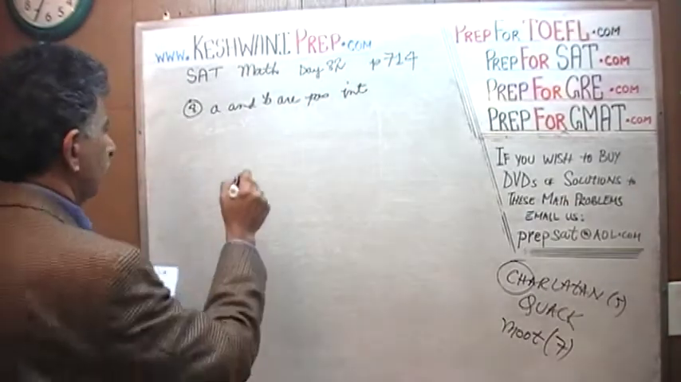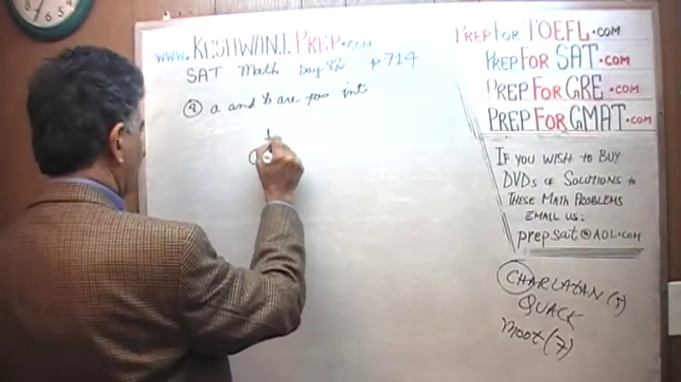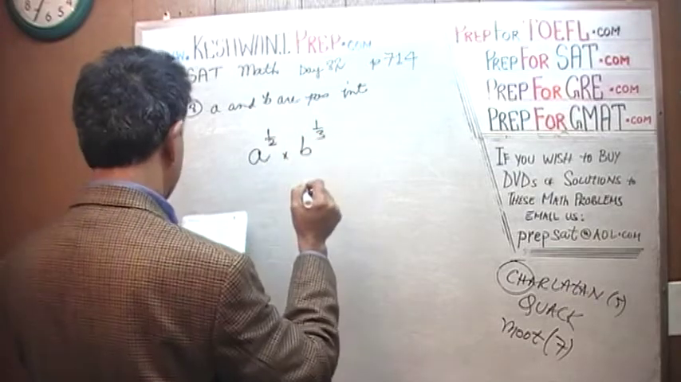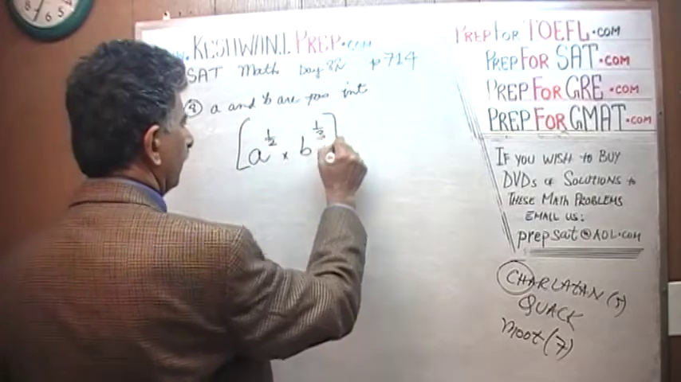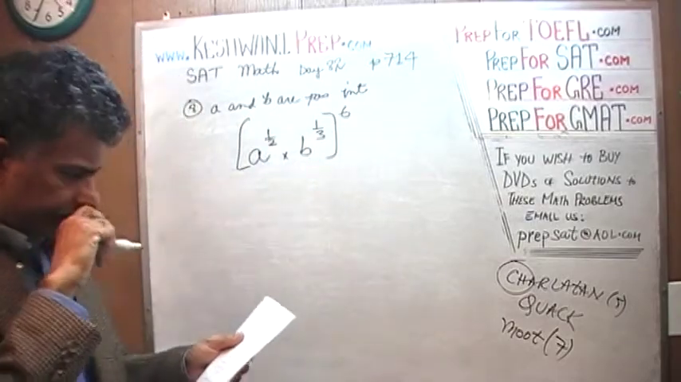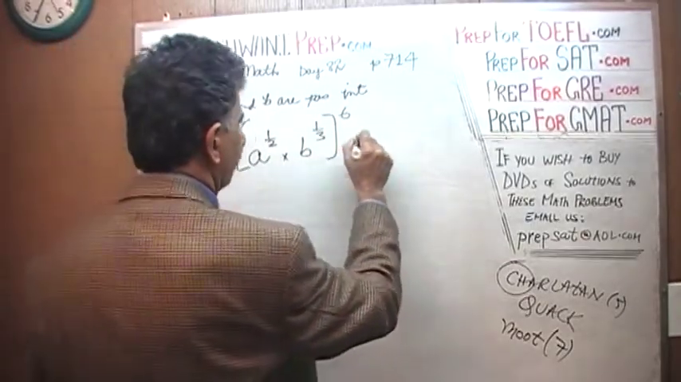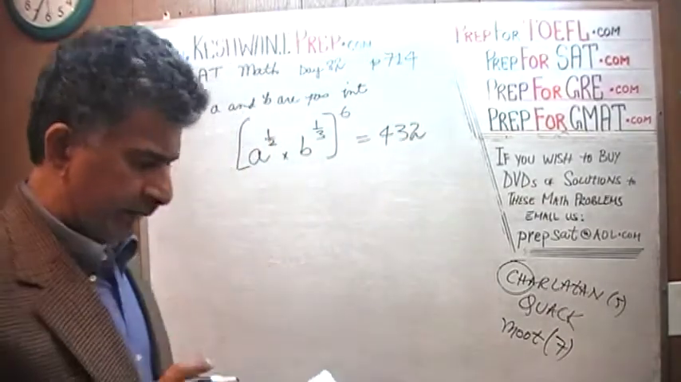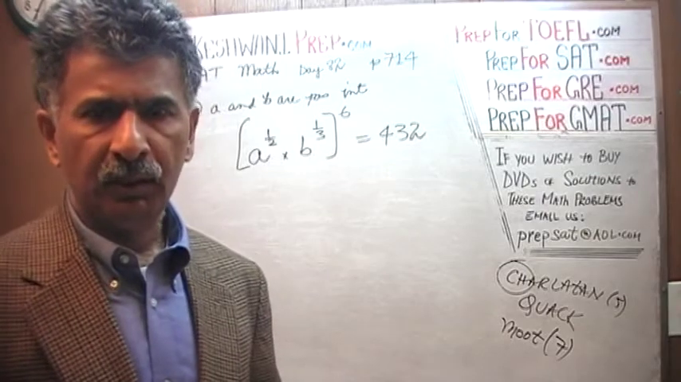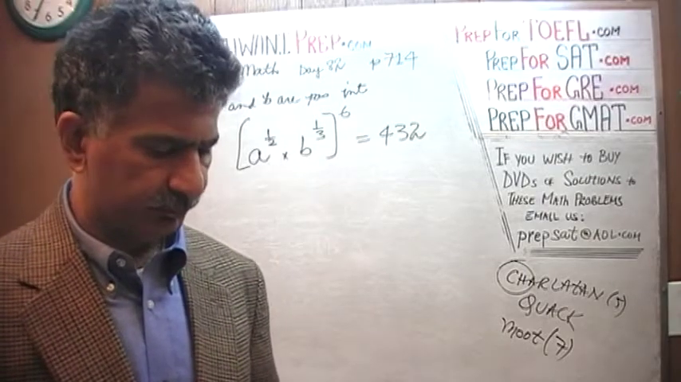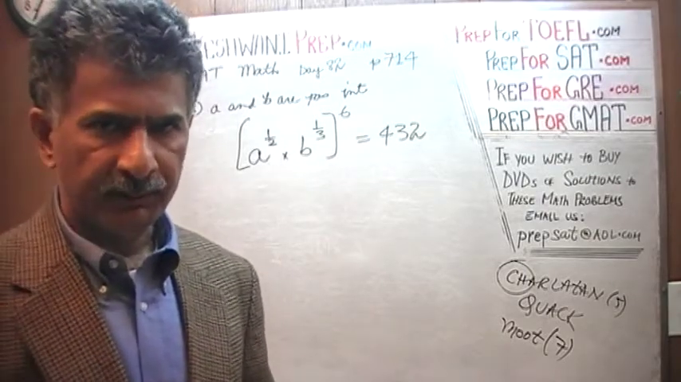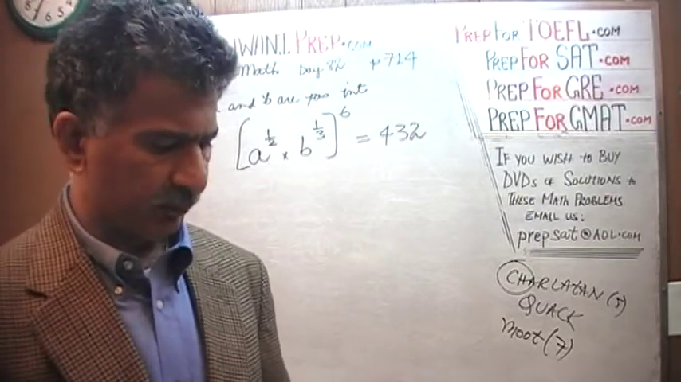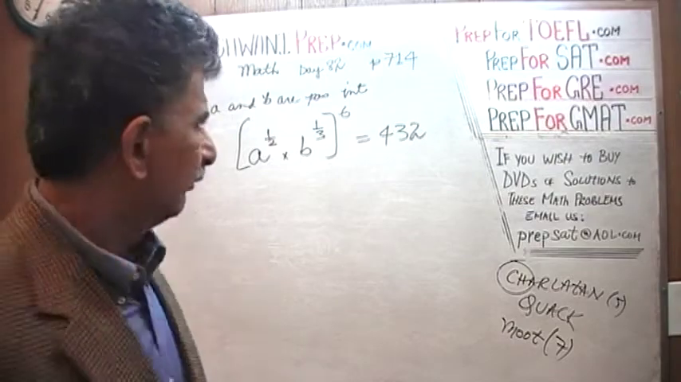And we are also told that A raised to half times B raised to 1/3, and we take a 6th root of it, and if we do that, we are told that that happens to equal 432. They're basically looking to see here if you know how to manipulate your exponents, which is a very important topic and is covered on the SAT all the time. Every exam has few questions dealing with the concept of exponents. The question is, what's the value of A times B?